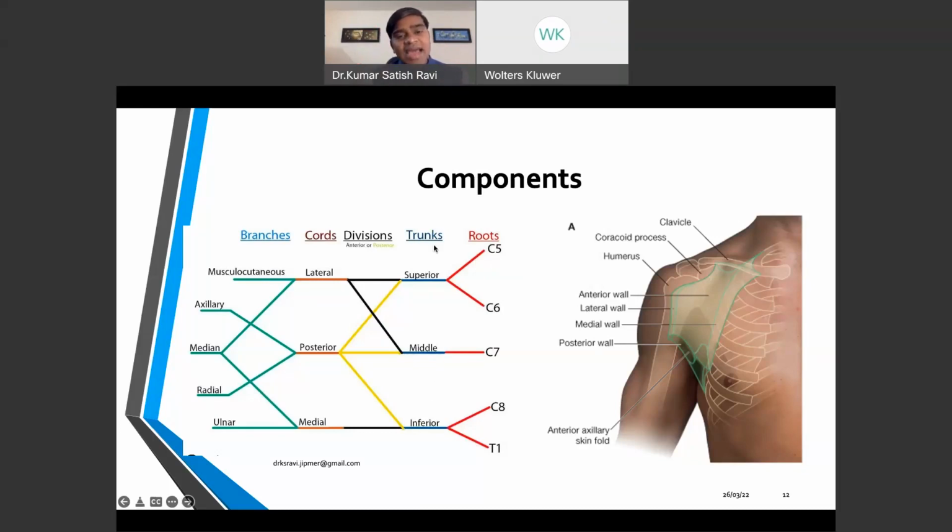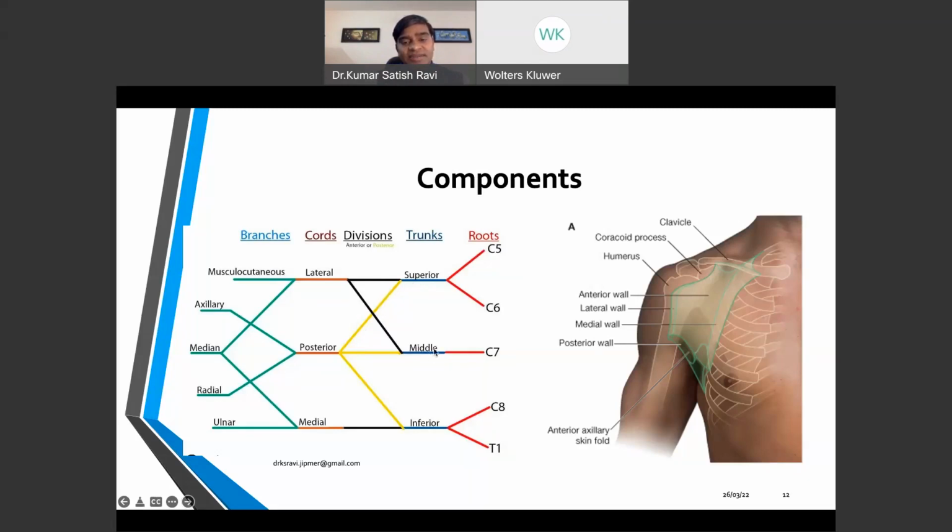If you see in this diagram over here, the black color demarcates the anterior division, whereas the yellow color marks the posterior division. So what I said is that each trunk will divide into two: one is the anterior division and another is the posterior division. Now, over here, this is the upper trunk, this is the anterior division of the upper trunk, and this is the posterior division of the upper trunk.